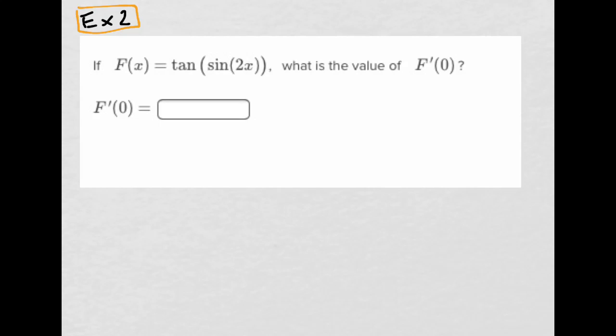Okay, what is the value of f prime of 0? That means take the derivative and plug in a 0. I'm going to first write my functions. I have a tangent of x somewhere, a sine of something, and a 2x.